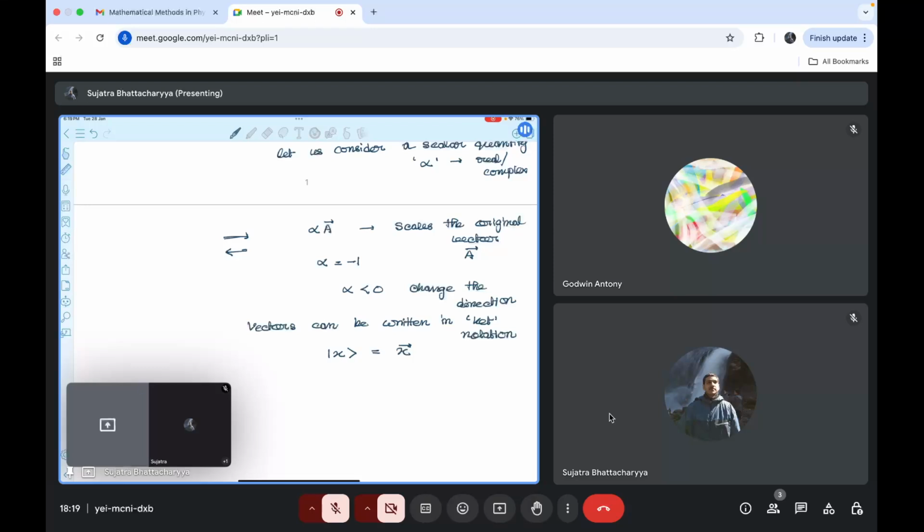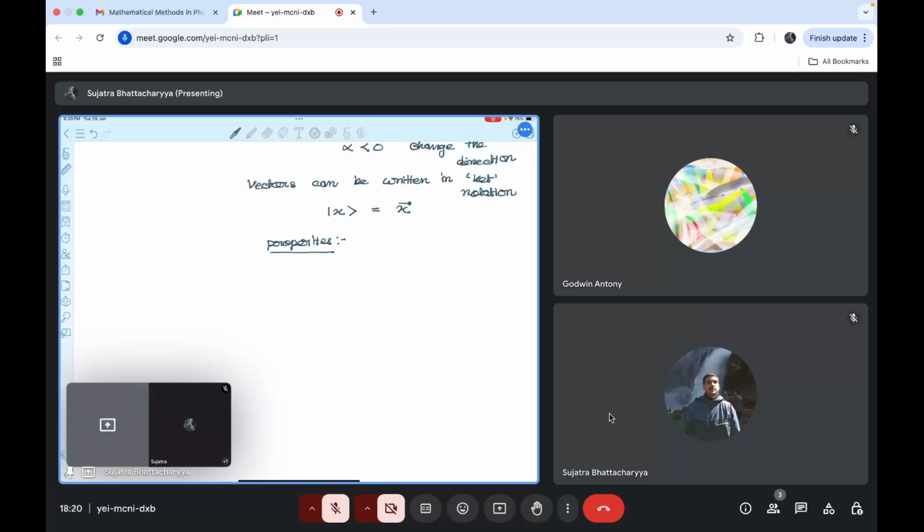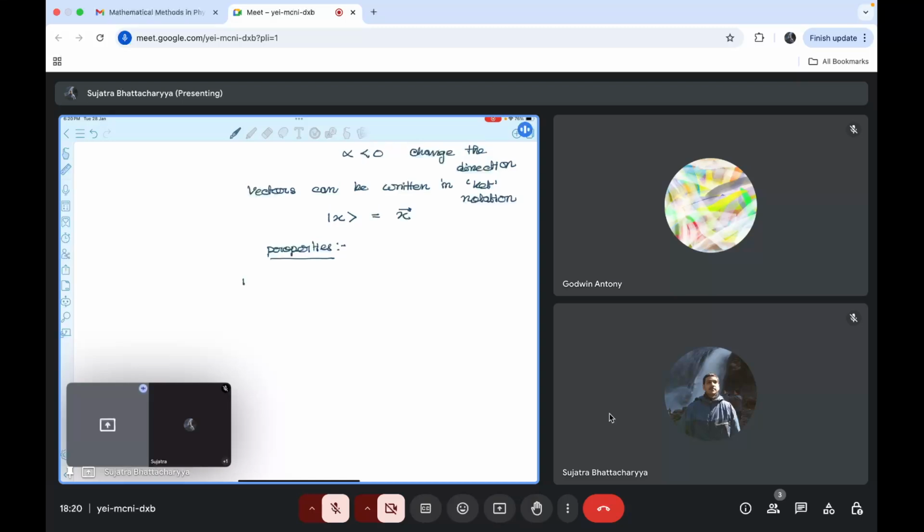Fine. So now let's see what properties we have using this vector notation. Let us list down all the properties which the vector follows. We have seen some properties, but there are many others, so let's list down all those properties.